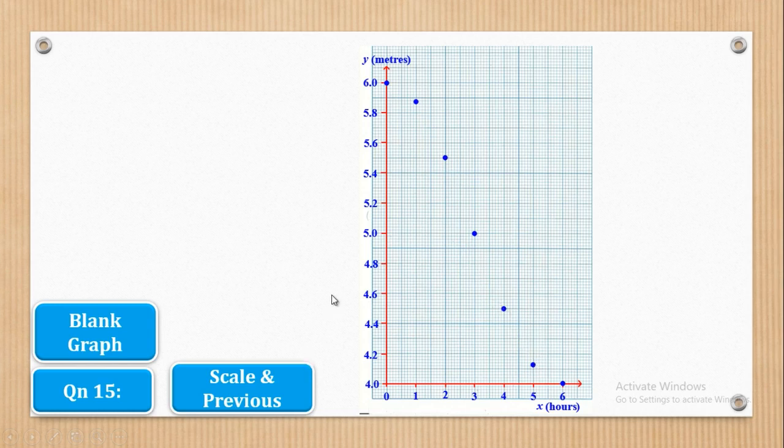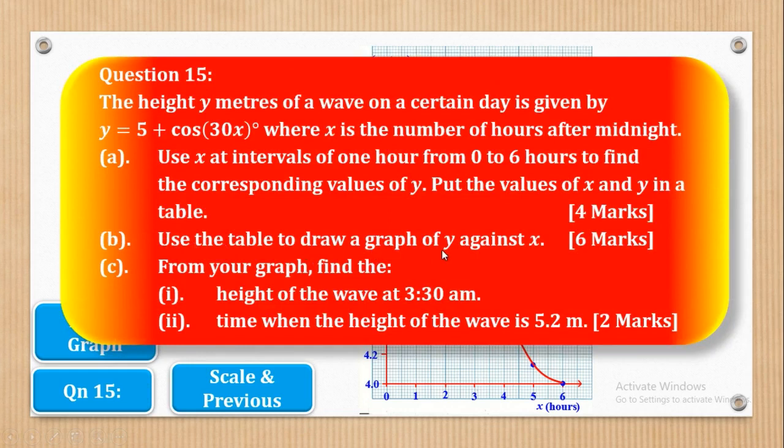So now after plotting those points, we are going to use freehand. Always note that you don't use a ruler to join the points. Use freehand, but your curve has to be smooth. So when I use the freehand, this is how your curve should look like. So that is the curve, but you also have to label it that y is equal to 5 plus cos 30x degrees. Okay, so that has been part B, where they told us to draw a graph of y against x.